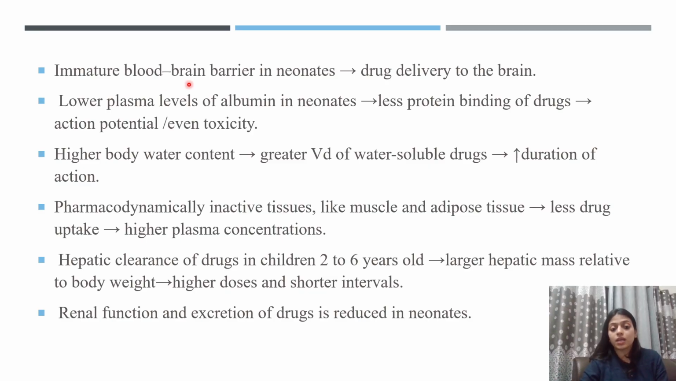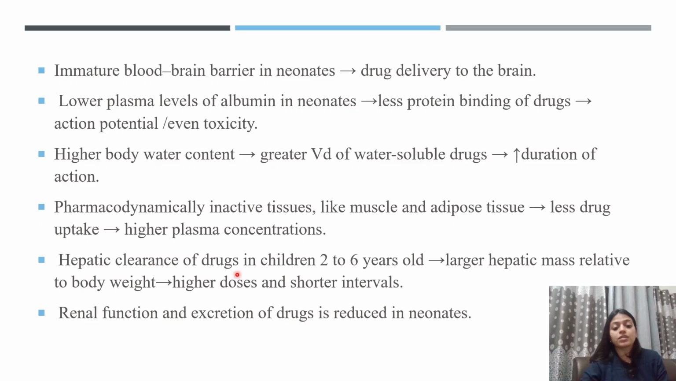In neonates, the blood brain barrier is immature, so the drug might be delivered to the brain. Lower plasma levels of albumin cause less protein binding, so there is an increased chance of toxicity. Higher body water content leads to greater volume of distribution of water soluble drugs, and thus increased duration of action of those drugs. Pharmacodynamically inactive tissues like muscle and adipose tissue take up less drug, so there are higher chances of raised plasma concentrations in children.